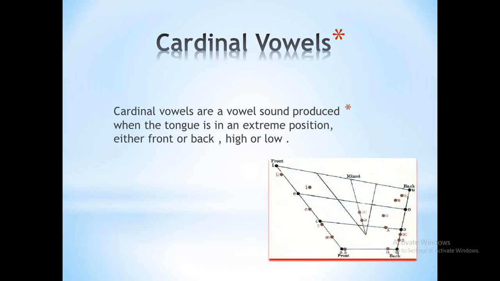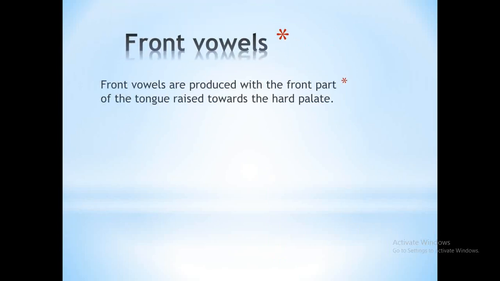Look at the picture. There are three positions. The first one is front, the next is mixed or central, and the third one is back. So let's start with front vowels. Front vowels are produced with the front part of the tongue raised toward the hard palate.